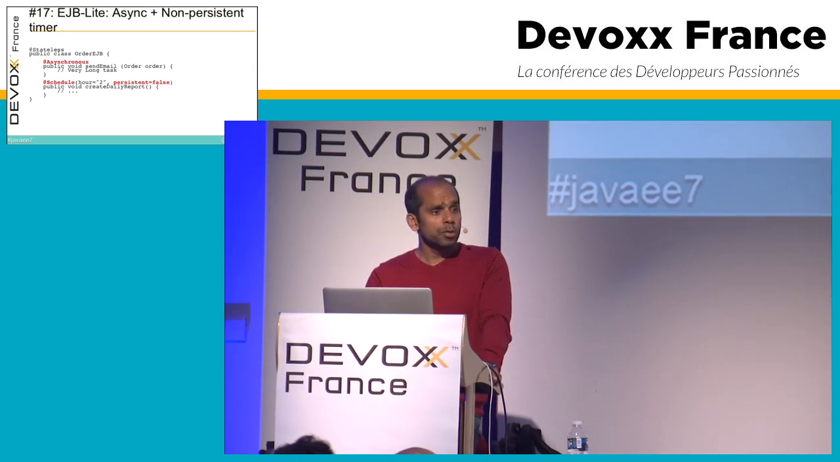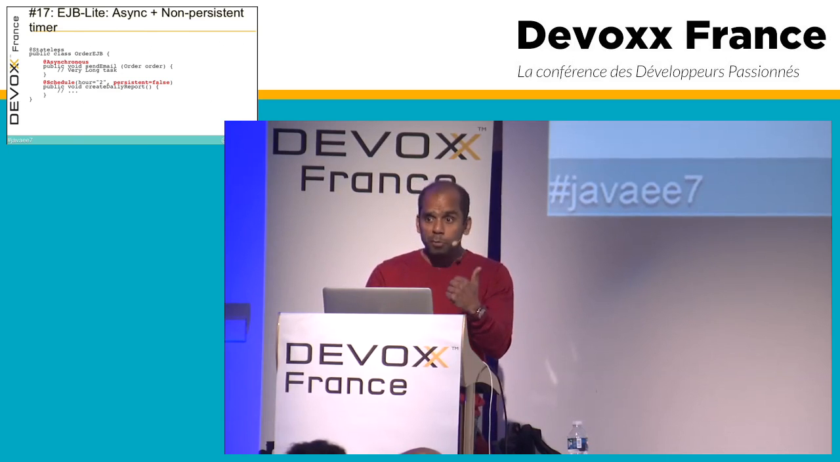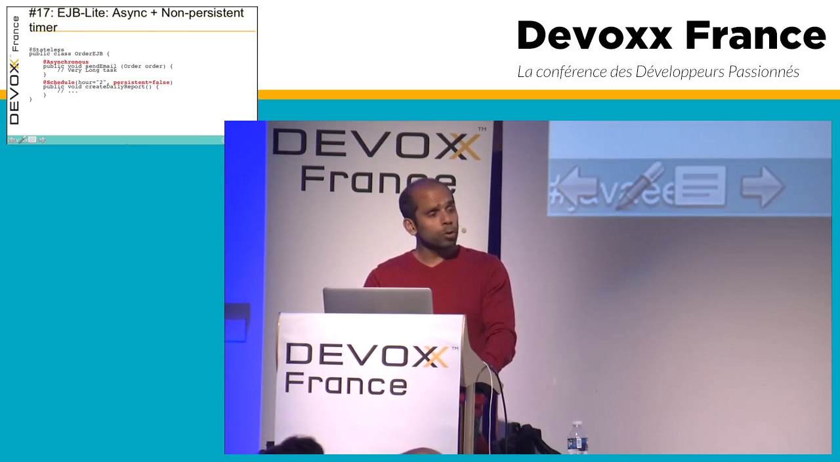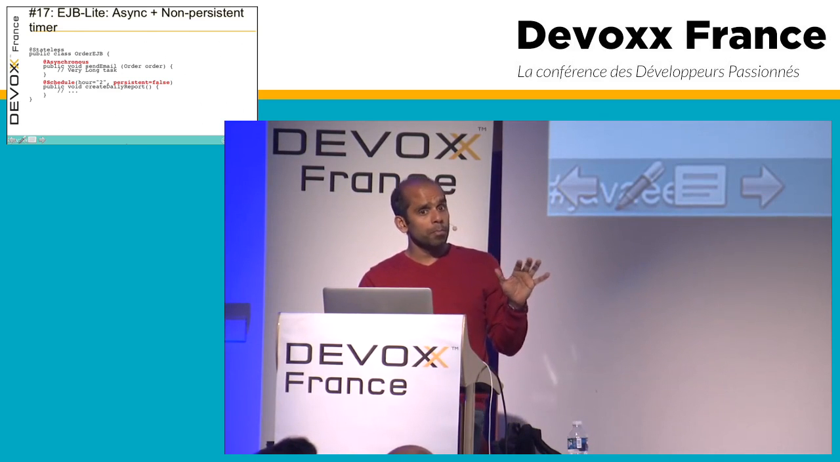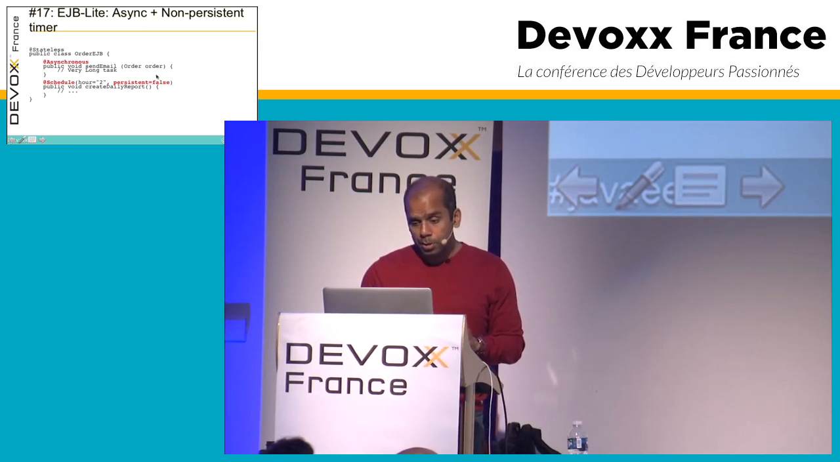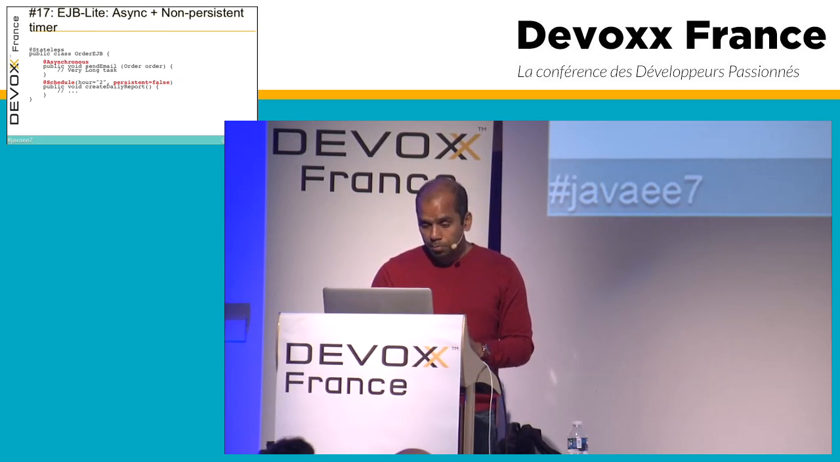Another minor change to EJB 3.2 is for asynchronous beans. In EJB you can do asynchronous tasks both ways, like fire and forget, or get back a future object and then poll it for a response. Both of those are now available in the web profile, and the non-persistent timer, which is obtained by persistent equals false, is also available in the web profile now.